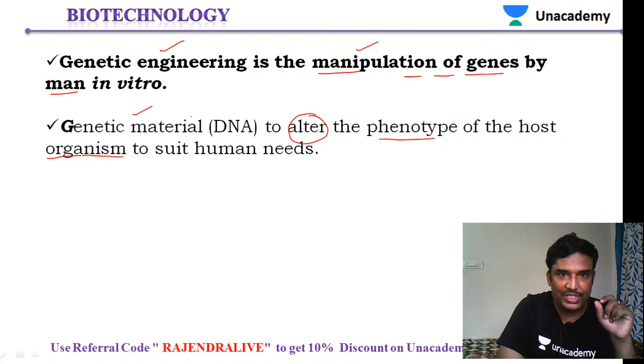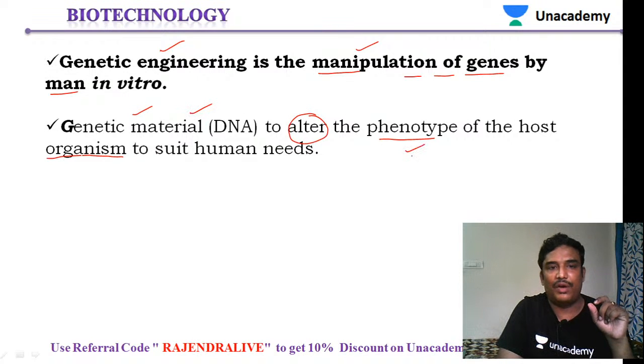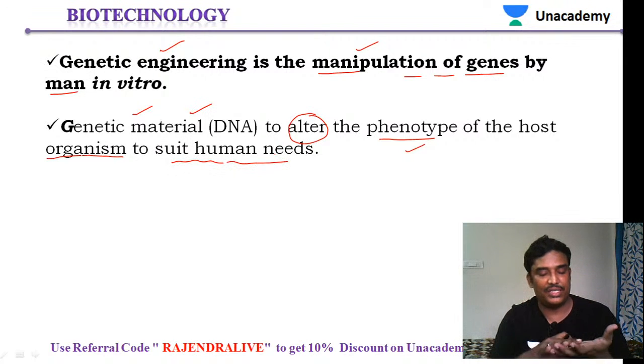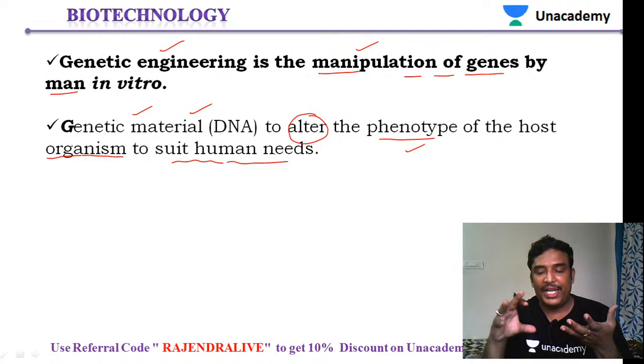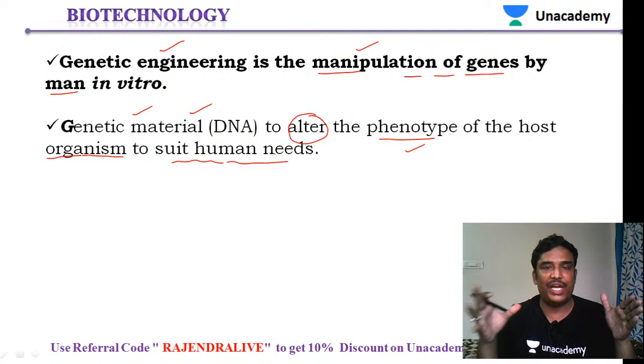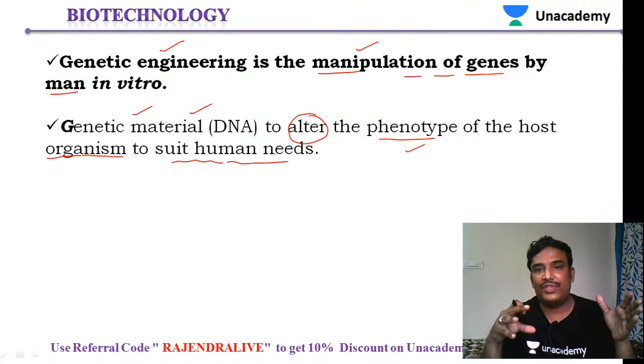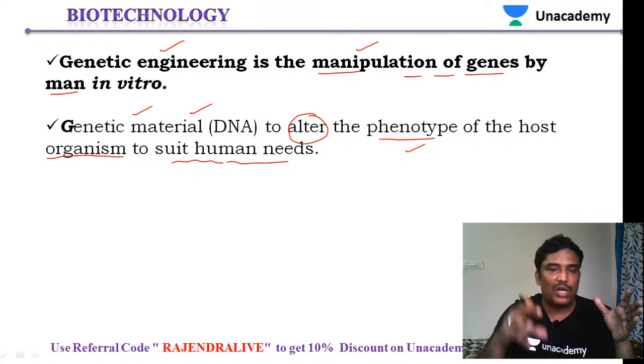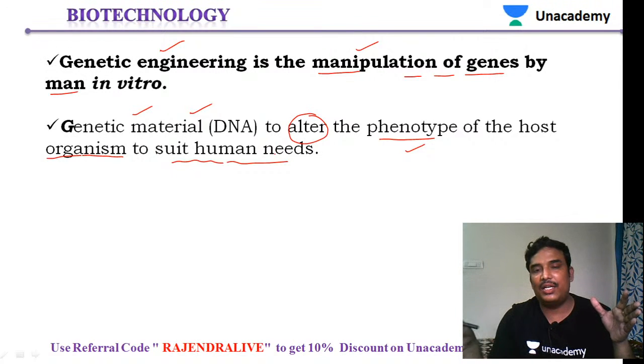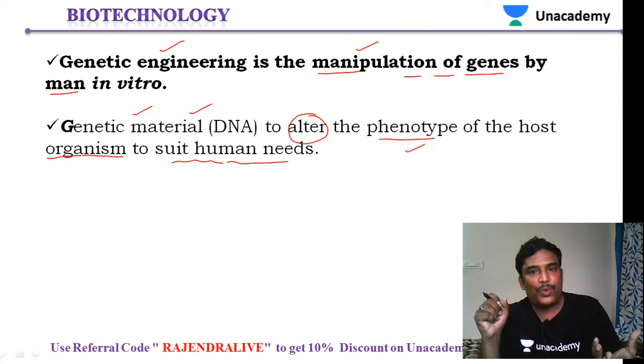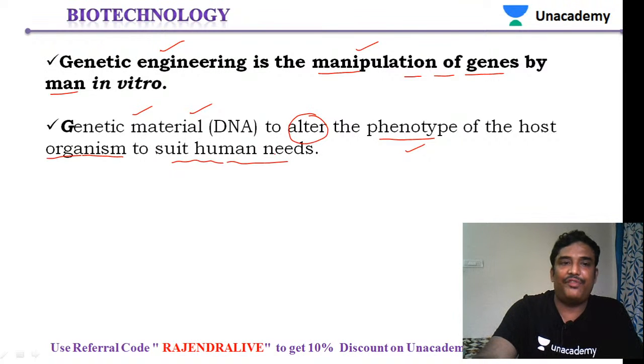This sentence means that genetic material alters the phenotype of the host and suits human needs. What is the meaning of this sentence? Due to the application of genetic engineering, we are manipulating and modifying the genes of the organism. Due to modification of the genes, its normal properties are altered and it gets new properties. With that property, it is helpful for humans in producing the products required in day-to-day life. That is what phenotype is telling about.